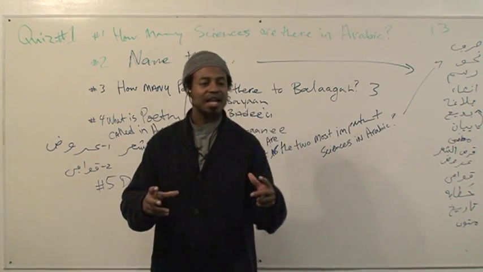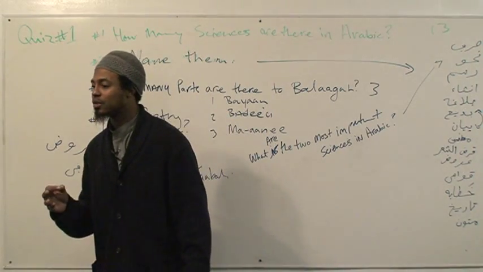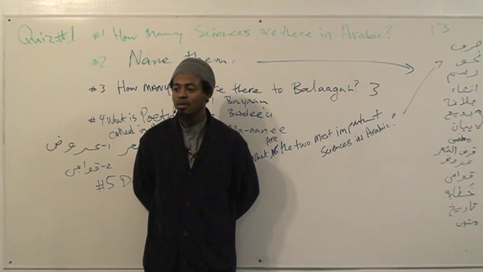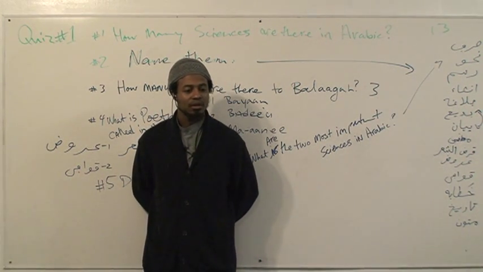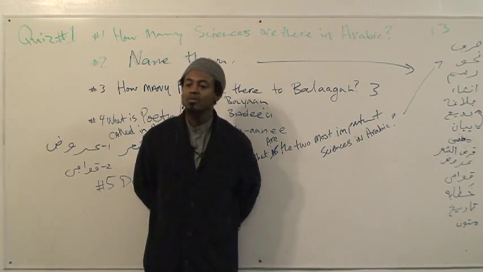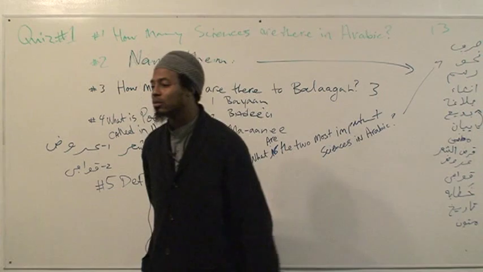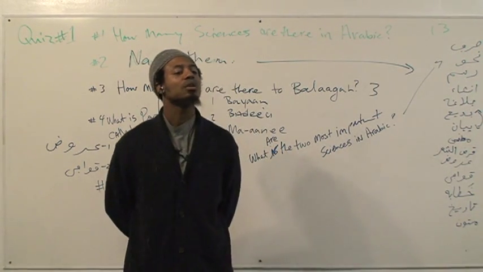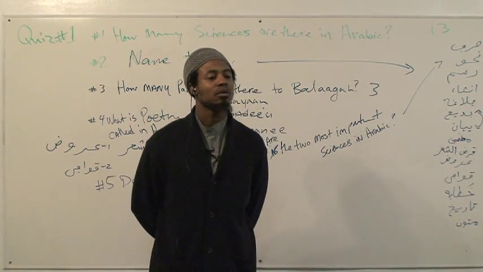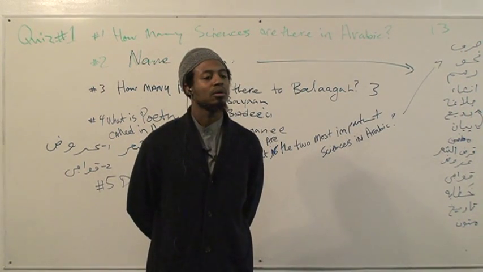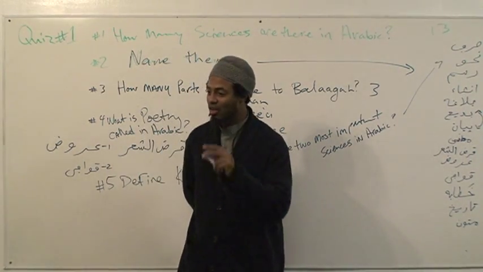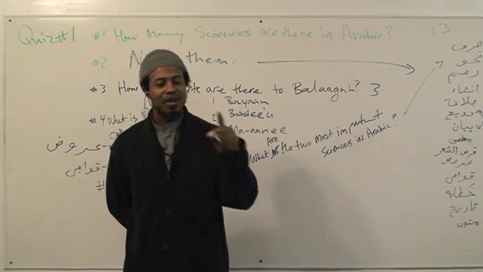See, that's why I told you guys I do not accept one-word answers. Clarify. Make it plain. What does sarf mean? Sarf is the science through which you study the word before you place it into a sentence. That's what you're saying. What is nahwu? Nahwu is the science through which we study a word after we've entered it into a sentence.